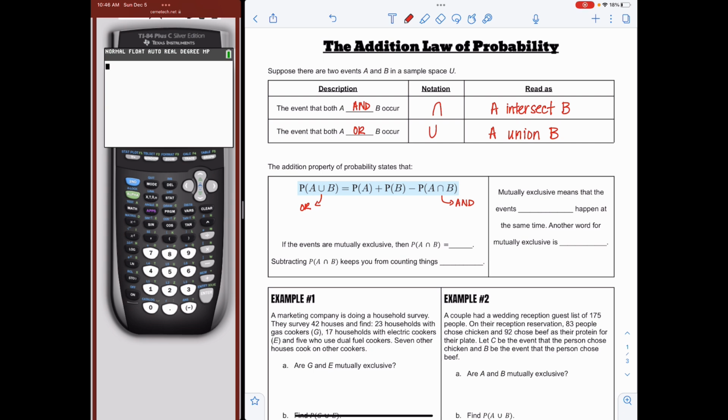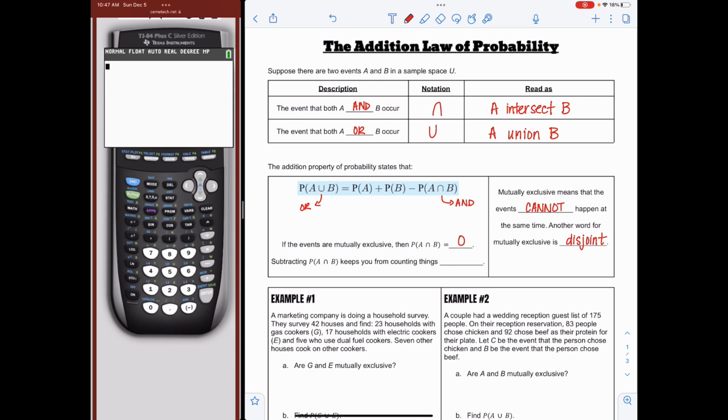What you need to realize is that if the events are mutually exclusive, then the probability of A and B happening at the same time is going to be 0, because mutually exclusive means that the events cannot happen at the same time. Another word for mutually exclusive is disjoint, which means they have nothing in common.